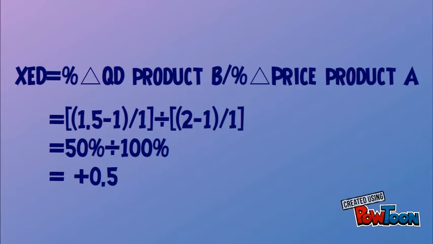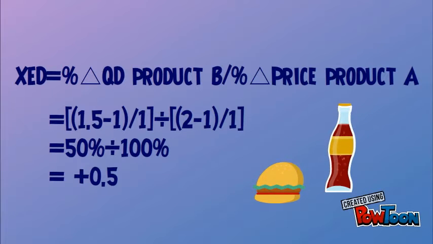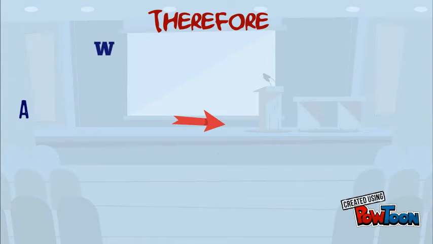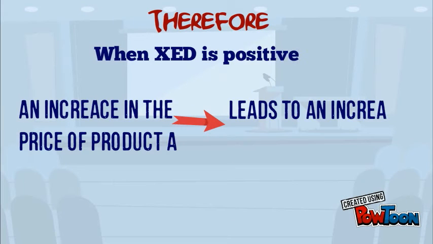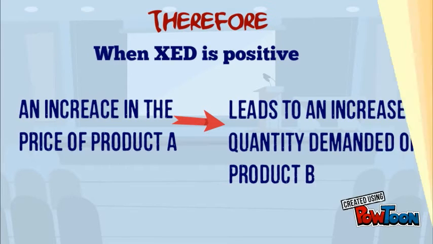Now let's do a calculation using numbers in the graph. The price of McDonald's has increased by 100%, and the quantity demanded for KFC has increased by 50%. So if we use the equation and do 50% over 100%, we get an XED of positive 0.5. Therefore, if the XED is positive, the two goods are substitutes, and if the price of one increases, the quantity of the other good will increase.